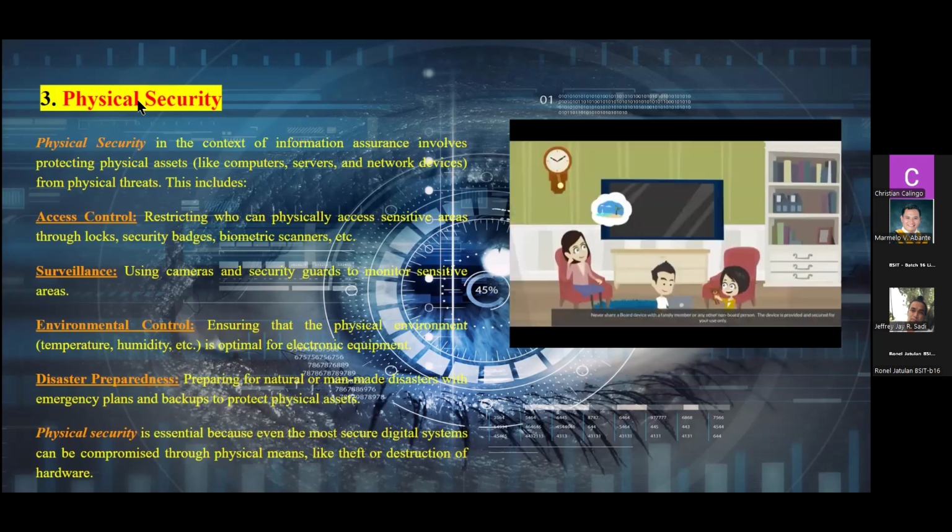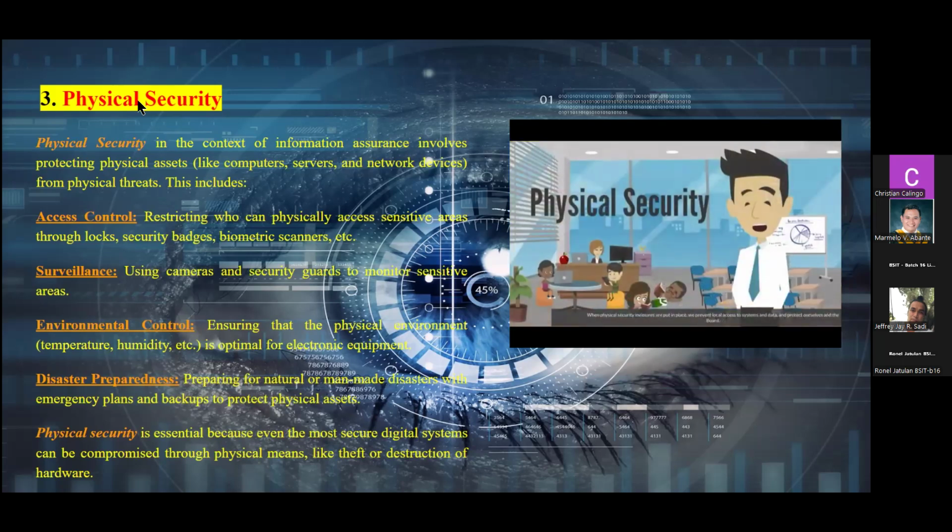Never share a board device with a family member or any other non-board person. The device is provided and secured for your use only. When physical security measures are put in place, we prevent local access to systems and data and protect ourselves and the board.